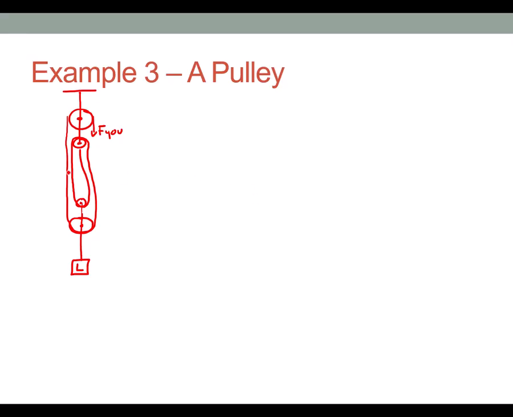But notice, we have 1, 2, 3, 4 ropes doing the supporting of the load here, which means following the trend we saw in the last 2 examples. 1 rope led to an ideal mechanical advantage of 1. 2 ropes led to an ideal mechanical advantage of 2. And I forgot the 4 there. So in this case, the ideal mechanical advantage would be 4.